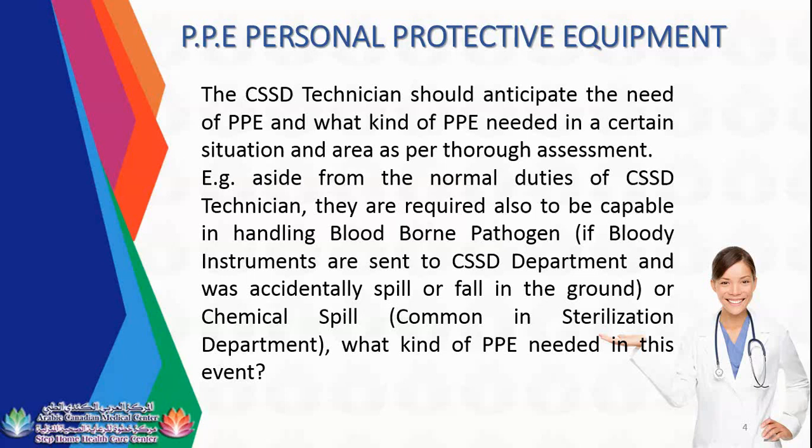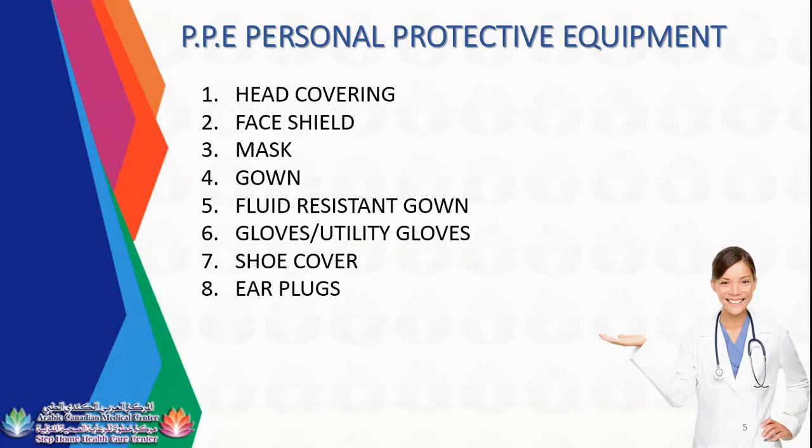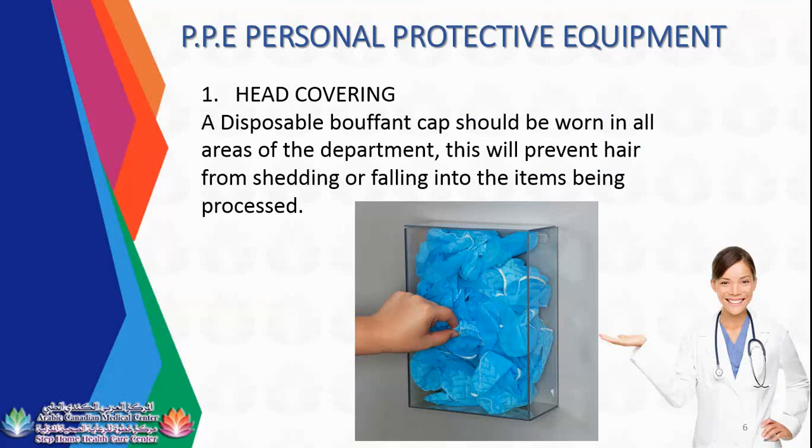So that's my question. All PPE in CSSD consists of head covering, face shield, mask, gown, fluid resistant gown, gloves, utility gloves, shoe cover, and earplugs. So head covering, a disposable bouffant cap, should be worn in all areas of the department. This will prevent hair from shedding or falling into the items being processed.